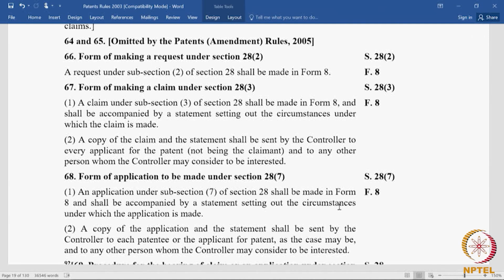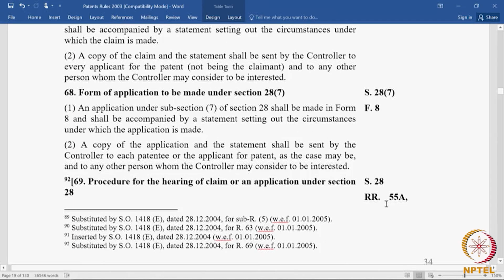Rule 67(2): a copy of the claim and the statement shall be sent by the controller to every applicant for the patent not being the claimant, and to any other person whom the controller may consider to be interested. So, once the proceeding is initiated, he shall send a copy to all the parties interested, including every applicant and any party who may be interested.